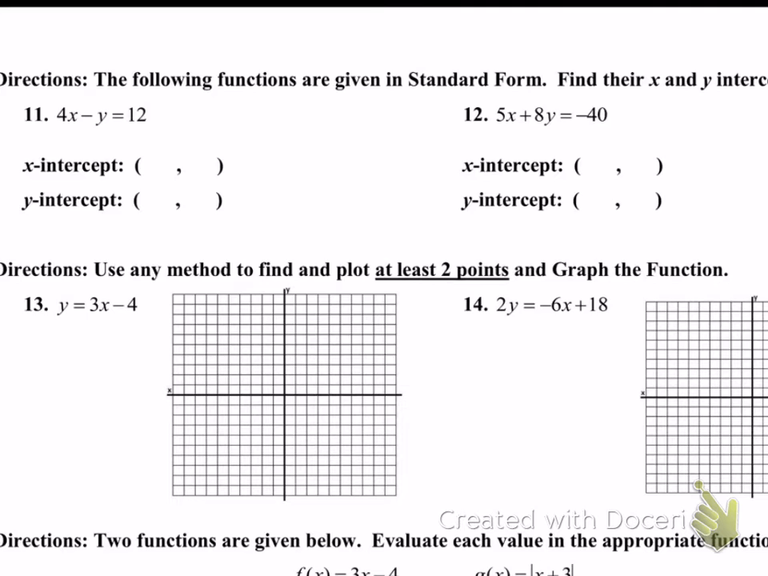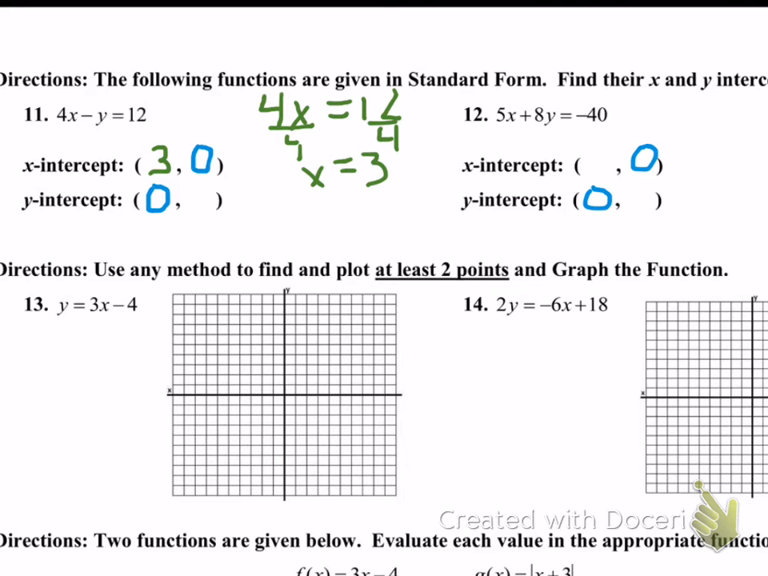For number 11, we're looking for the x and y intercept. Remember, x-intercepts have a y value of 0. Y-intercepts have an x value of 0. So I'm going to actually fill that in for both of these problems right now. When I'm looking for my x-intercept, I plug 0 in for y. So 4x minus 0, which is going to be 4x, equals 12. I can then divide by 4. And I get x equals 3.